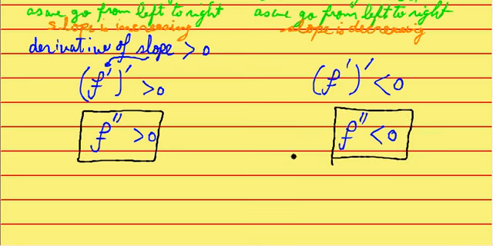Let's emphasize: second derivative positive is for a graph of a function that is concave up. Any portion of this has a positive second derivative. Any portion of this graph has negative second derivative, and that is a concept you need to digest very well.